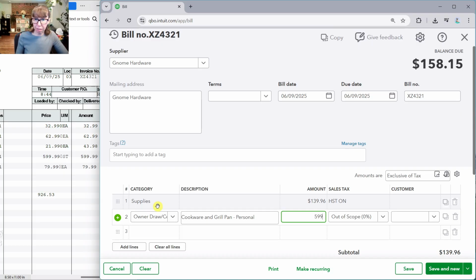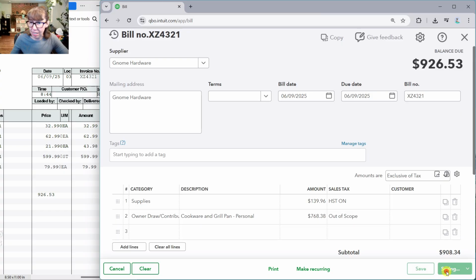So 59.99 plus 79.99. I'm going to tab out for a pre-tax total. Shift tab brings me back in. And I'm going to say multiplied by 1.13. So that's including the HST on that personal purchase. And let's just see, 926.53, 926.53. Excellent. So let's go save and new and see what's next.